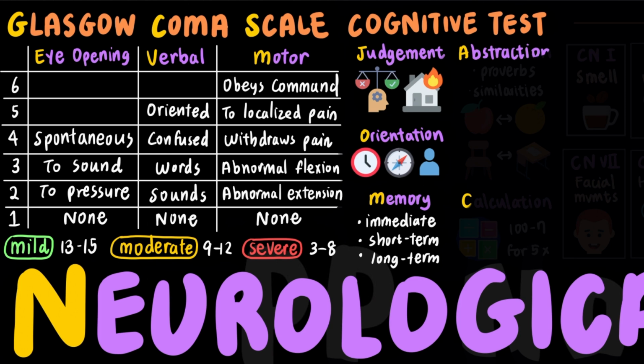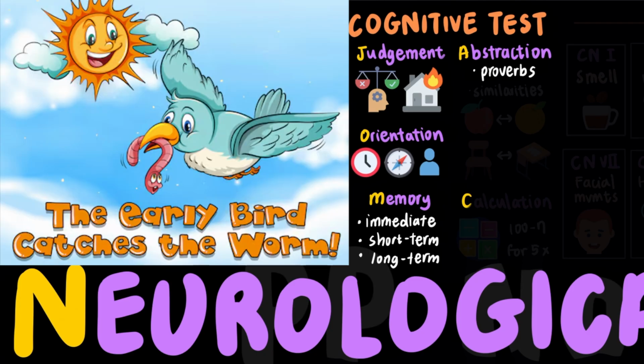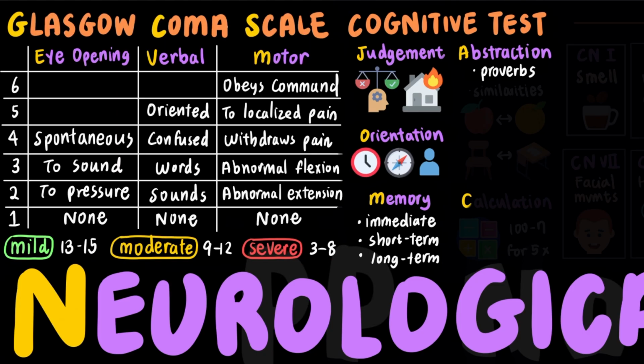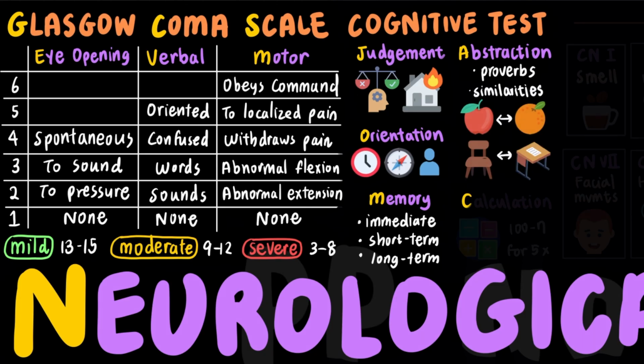The A is for abstraction, the capacity to reason beyond the literal and to generalize or interpret similarities, metaphors, and patterns. One way to test this is by asking about the meaning of a common proverb. For example, what does the saying, "the early bird catches the worm," mean? Another approach is to ask the patient to identify similarities, like, how are an apple and an orange alike? The key is that we're checking whether the patient can move beyond concrete facts and demonstrate higher-level reasoning.